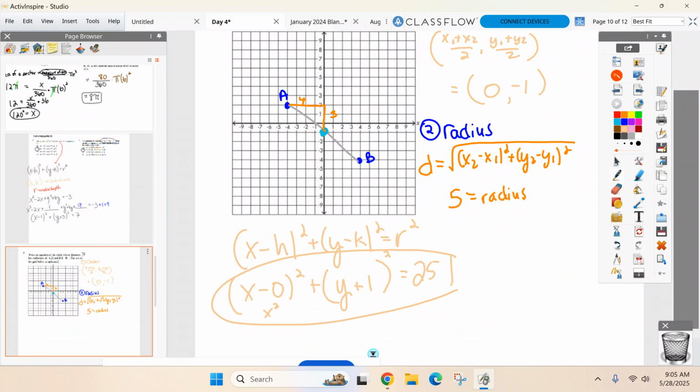All right, get moving. 4 problems, it looks like there. 4 problems. Circles and sectors.